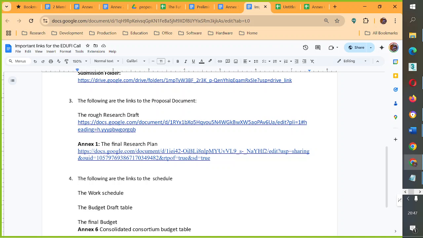The idea is that we the co-applicants don't work on Annex 1. It's worked on by Katune, so he decides what he's extracting from the rough draft, which is the one we're working on, to put here. And he makes sure that it fits the words.